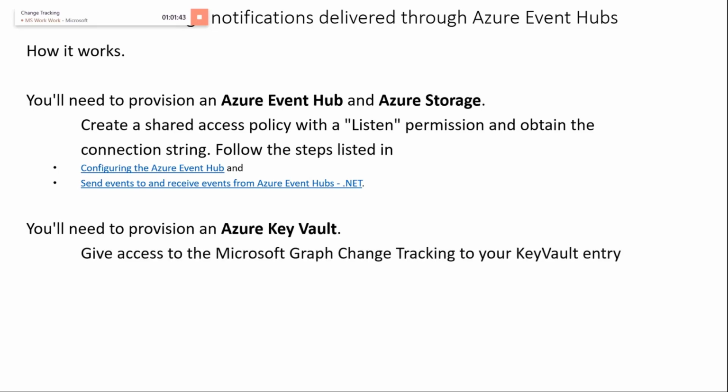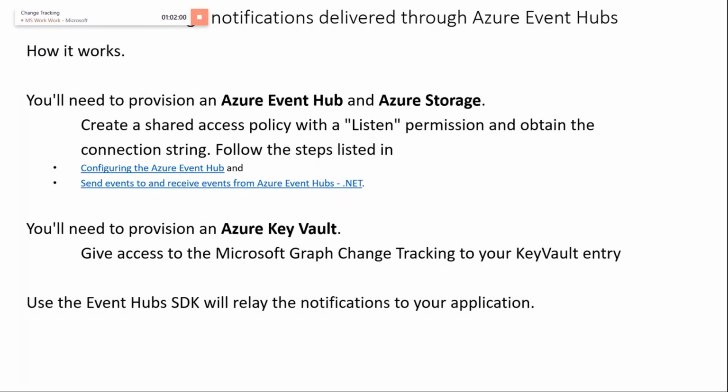Then I'll also take you through how you can give access to your Key Vault. You can give the application Microsoft Graph Change Tracking access to your Key Vault so that you're able to receive notifications. Okay, and then we'll use a simple application that will show us how you can access notifications. It's a simple console application that we can all go through.